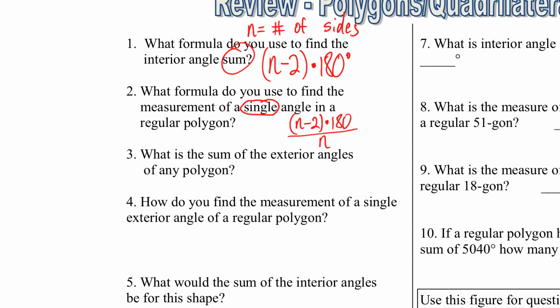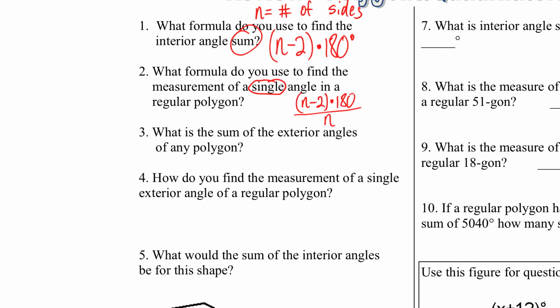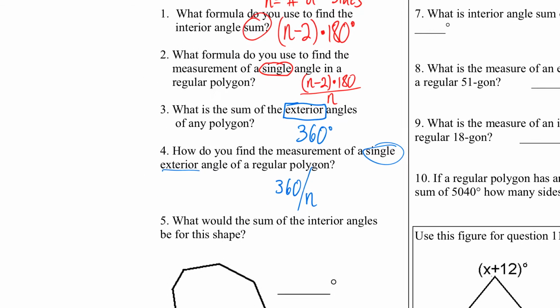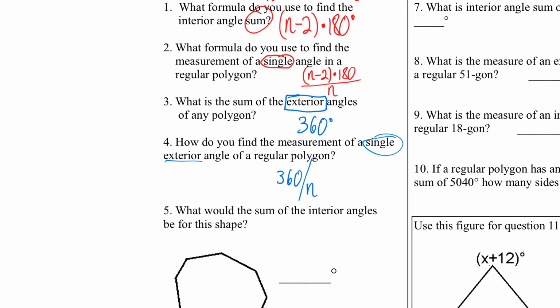Number 3, what is the sum of the exterior angles of any polygon? It's always the same number for anything. It's always 360 for the exterior angles. Doesn't matter what shape it is, the exterior angle sum is always 360. And so how are you going to find the measurement of a single exterior angle? You're going to take 360 divided by n, how many sides there are.